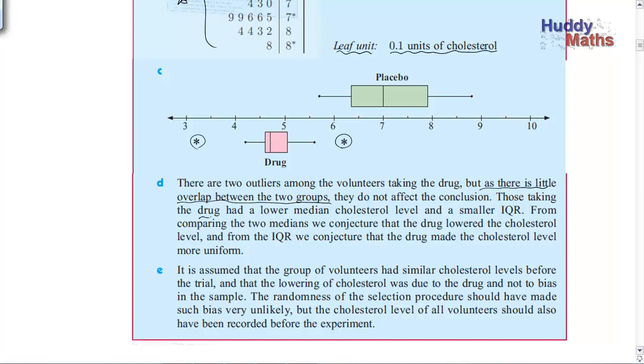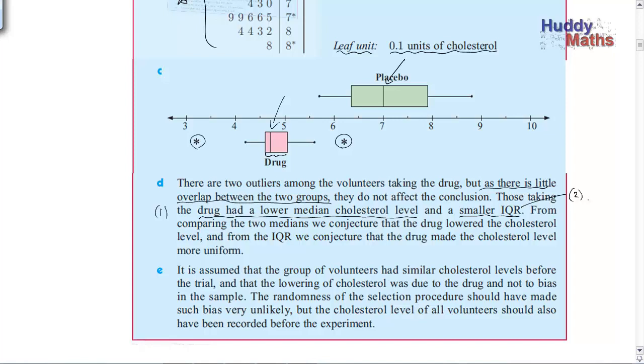Those taking the drug. Now look at these steps. Lower median cholesterol levels. You compare the medians of the 2 groups, and it's significantly less. It's also got a smaller interquartile range here, the length of the box. So we're going to talk about this in a very structured form. So this is part 2.